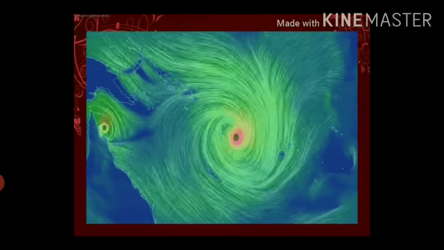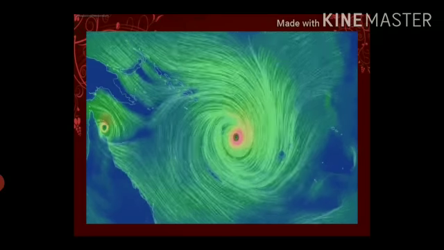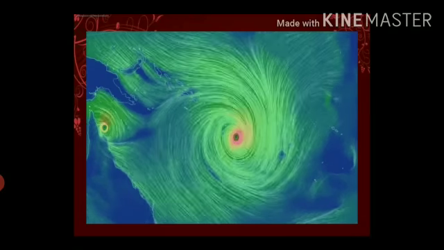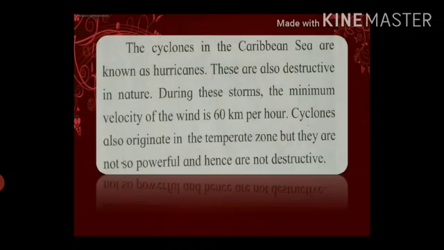These typhoons have a very high velocity, meaning speed, and heavy rains, and hence when they arise they cause a lot of destruction. Let's move ahead. The cyclones in the Caribbean Sea are known as hurricanes. These are also destructive in nature. During these storms, the minimum velocity of the wind is 60 kilometers per hour. Cyclones also originate in the temperate zone, but they are not so powerful and hence are not destructive.